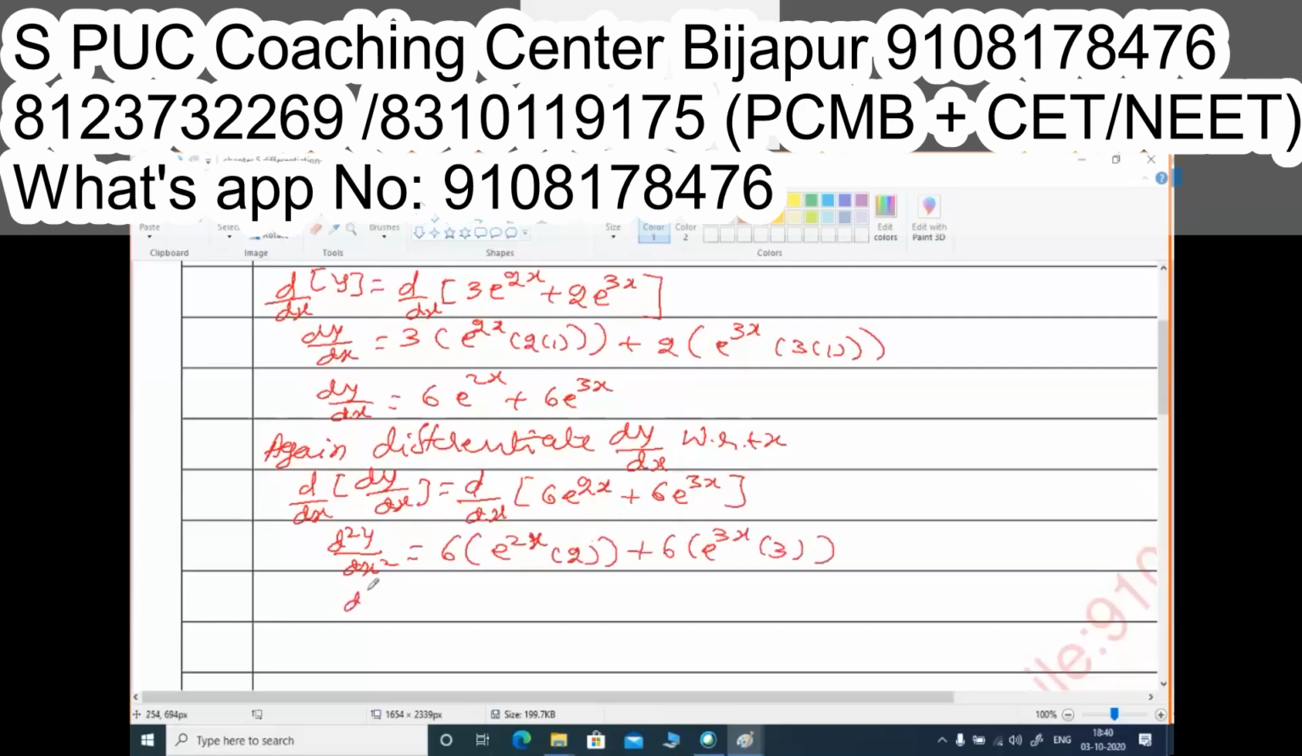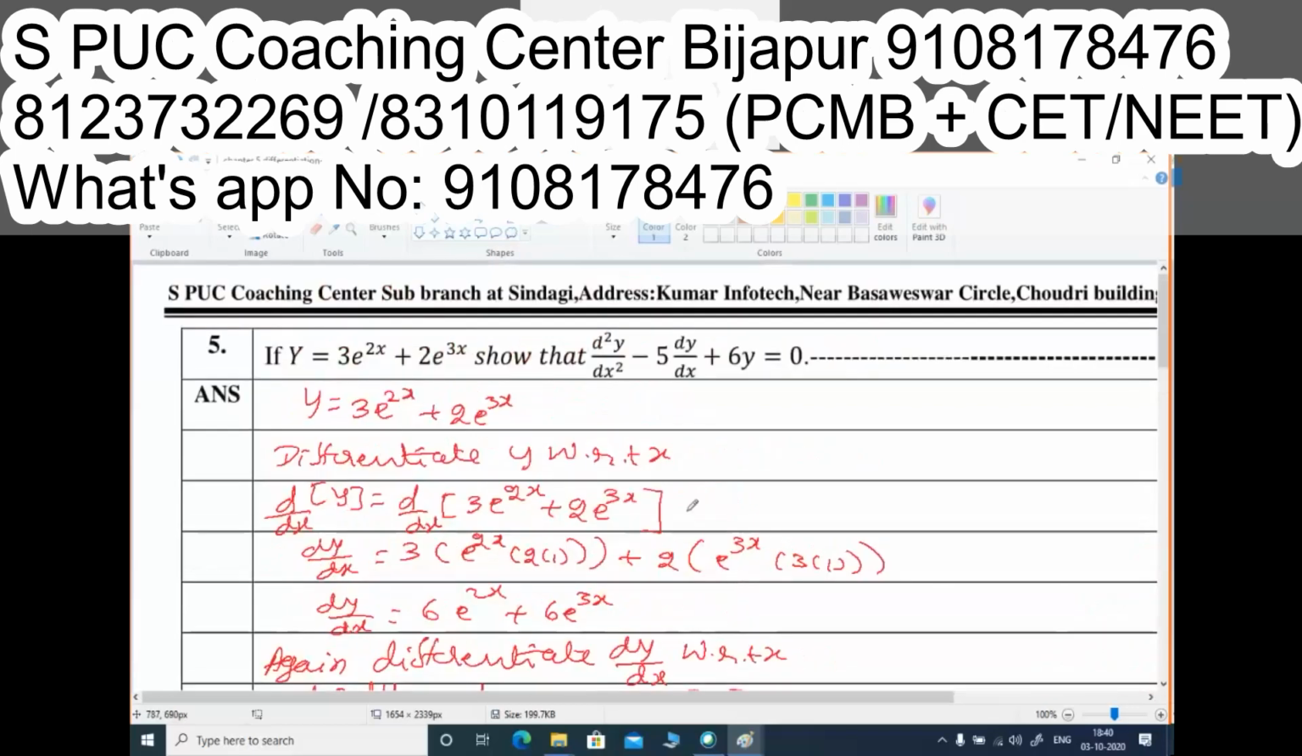If you simplify this, d square y by dx square equals 6 into 2, that is 12 e raised to 2x, plus 18 into e raised to 3x.